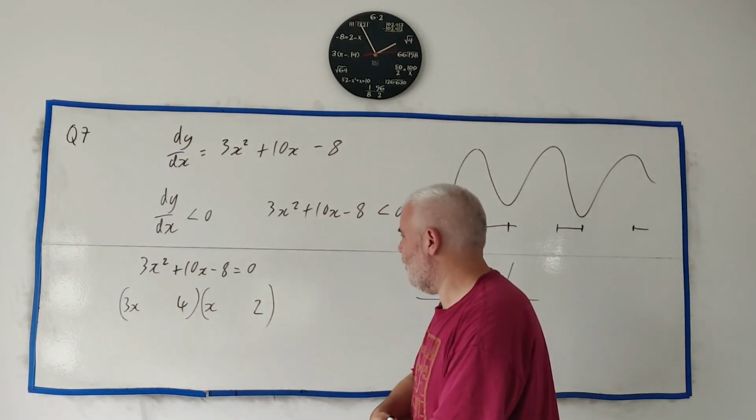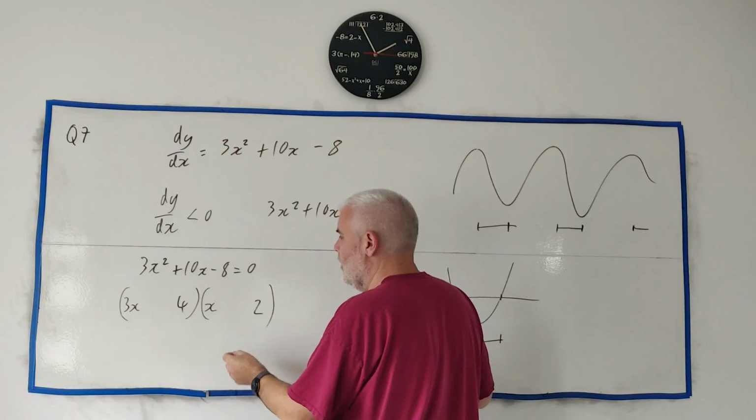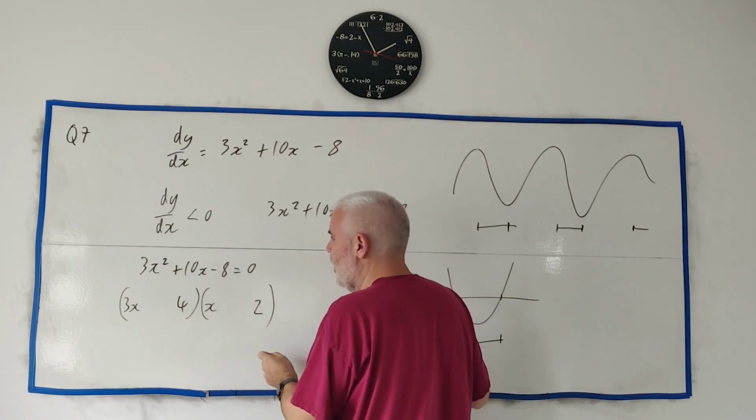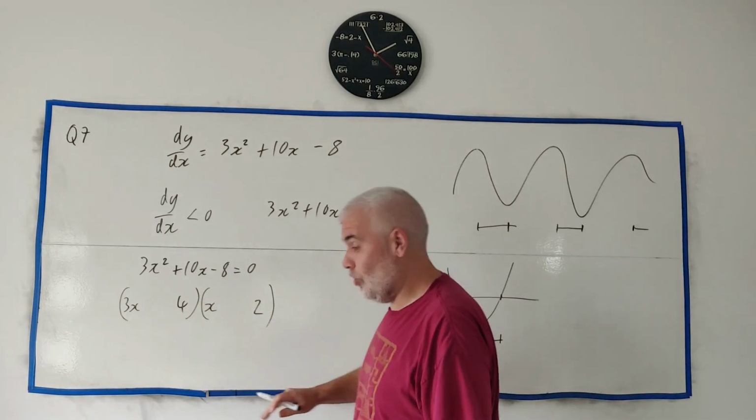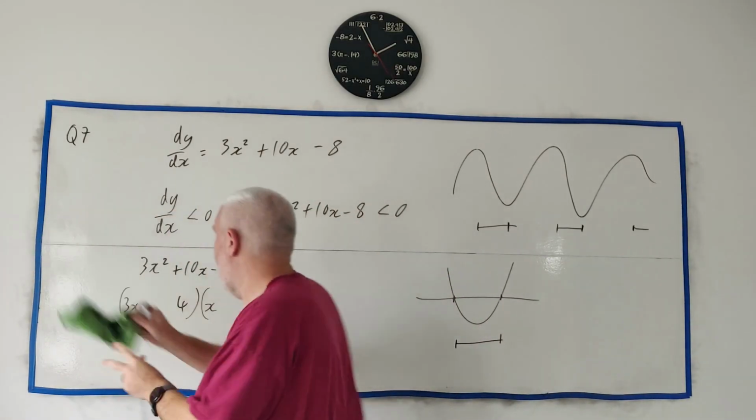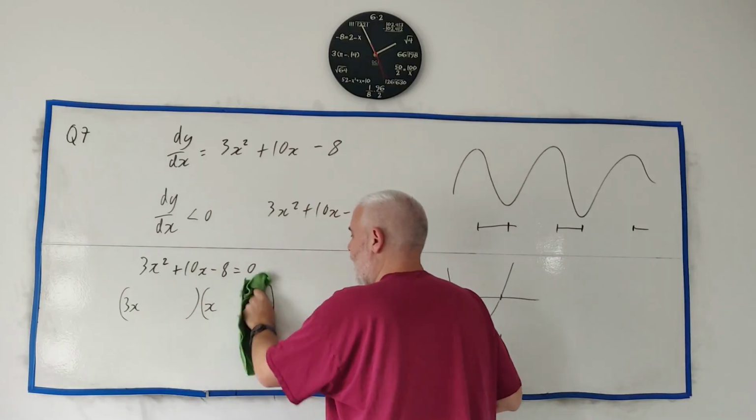This looks good. The problem is I want plus 10. So this would have to be a plus and a plus. But then the problem is I want minus 8 when they multiply. So that actually doesn't work. It looks like it works, but it doesn't quite work.